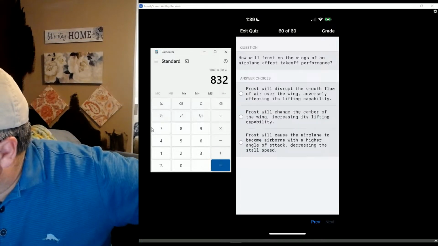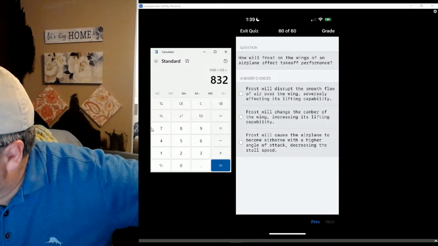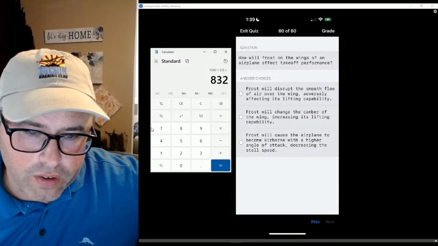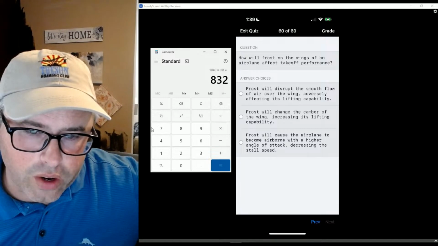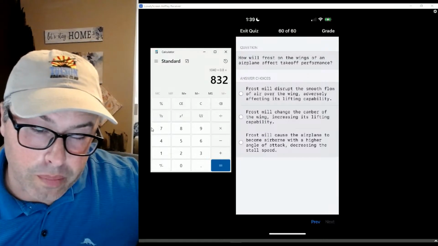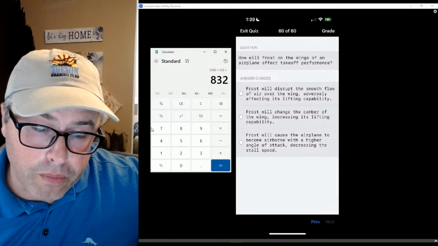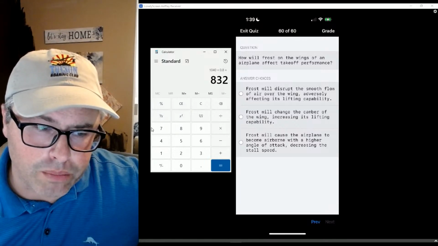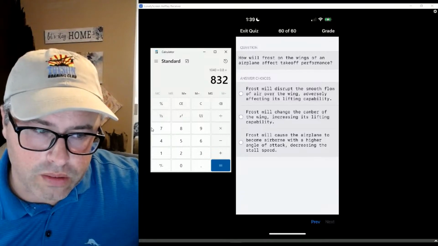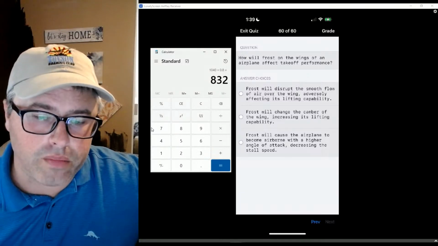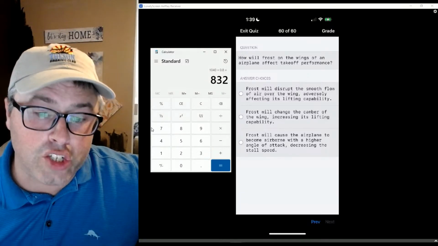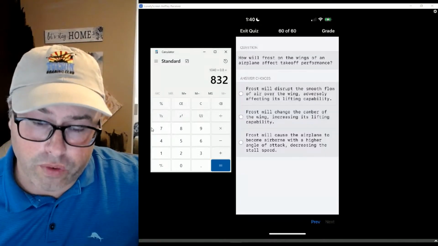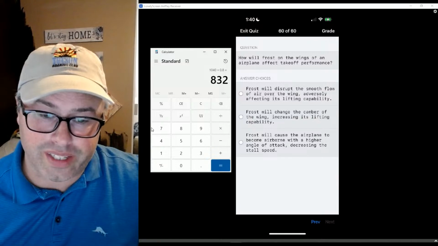How will frost on the wings of an airplane affect takeoff performance? Not good, I can tell you that. It's never going to help it. Frost will disrupt the smooth flow of air over the wing, adversely affecting its lifting capability. That can absolutely happen. Remember, frost not only changes the wing airfoil shape, but it also adds weight. Ice of any kind is double bad. Frost will change the camber of the wing, increasing its lifting capability? Improving it? No, frost is never good. Increasing, that's not right.